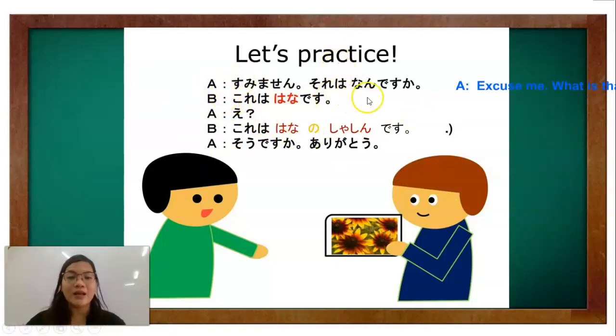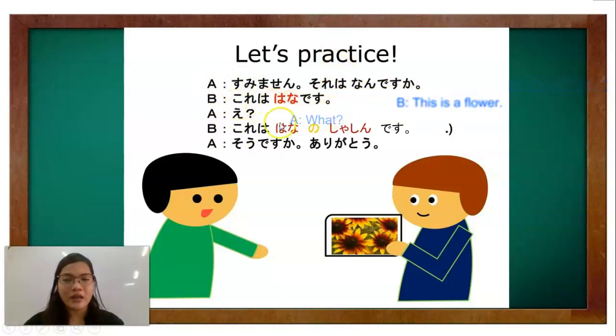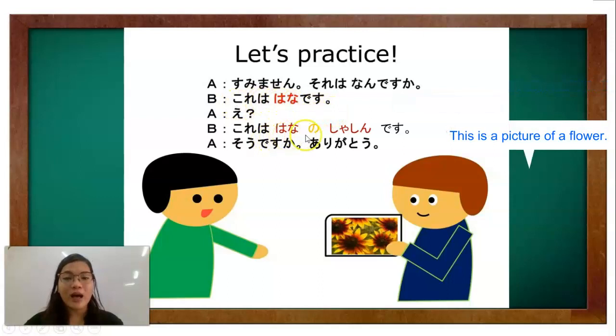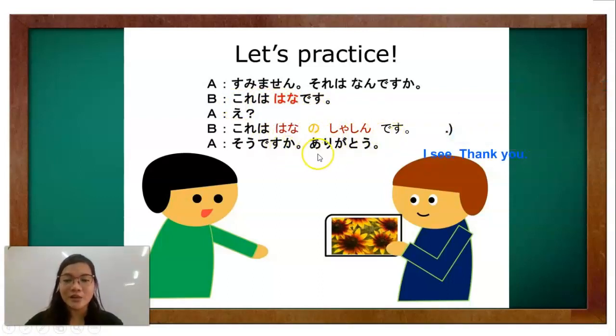Sumimasen, sore wa nan desu ka? Kore wa hana desu. Kore wa hana no shashin desu. Sodeska. Arigato.